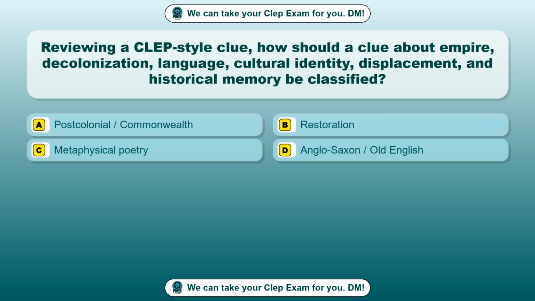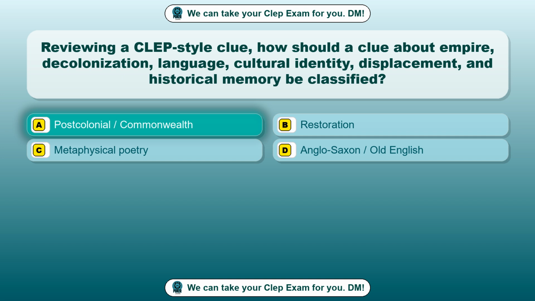Question 79. Reviewing a CLEP-style clue, how should a clue about empire, decolonization, language, cultural identity, displacement, and historical memory be classified? Option A, post-colonial/Commonwealth. Option B, Restoration. Option C, metaphysical poetry. Option D, Anglo-Saxon/Old English. The correct answer is option A, post-colonial/Commonwealth.